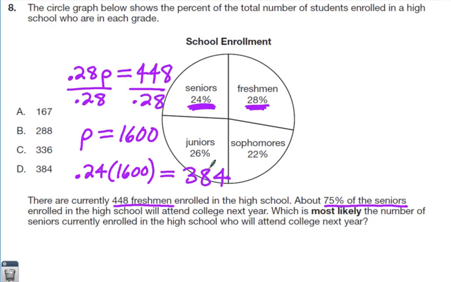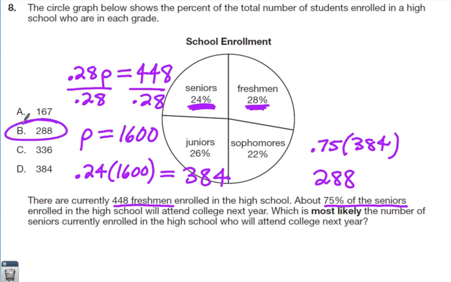I love how they threw that in as a choice, trying to trick you. But we don't want the total number of seniors. We just want 75% of them. So now we take 0.75 times all of the seniors, and I'll do that on my calculator. 75% of 384 is, I believe, yep, 288. So it's actually B. That was a lot of steps to plan out, but anyway.